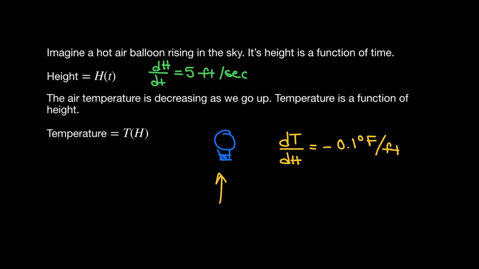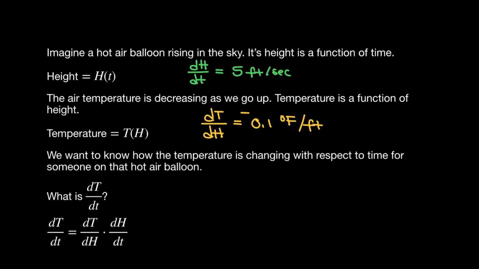Now, at the same time, the air temperature might be changing as we go up. The air temperature might be decreasing as we go up. So temperature, which I'm going to call big T, is actually a function of the height. And let's just imagine, again, I'm just making up numbers here, that as we go up, our temperature is decreasing at a rate of 0.1 degrees Fahrenheit per foot. So that's dT/dh, how temperature is changing with height.